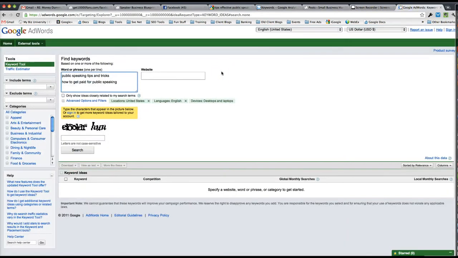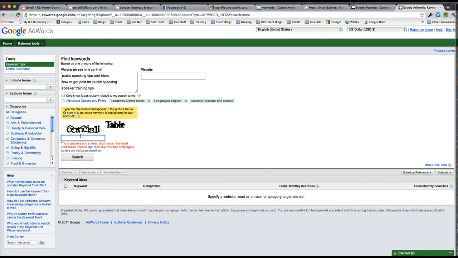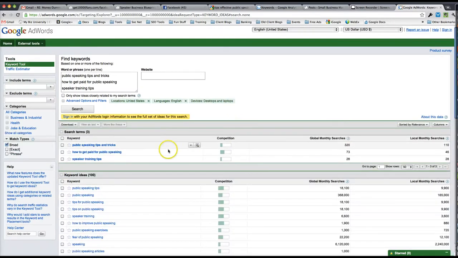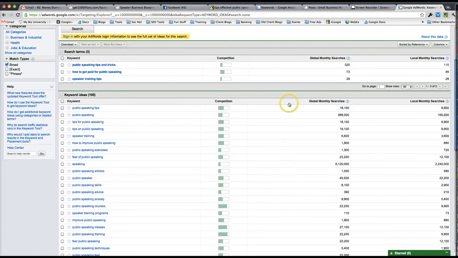Okay, I am terrible at these, but hopefully we can get it to go. Now it's showing us what the competition is. The highest is for how to get paid for public speaking, but the most searches are 320, which isn't very much. So now I need to find out what gets a lot of searches.